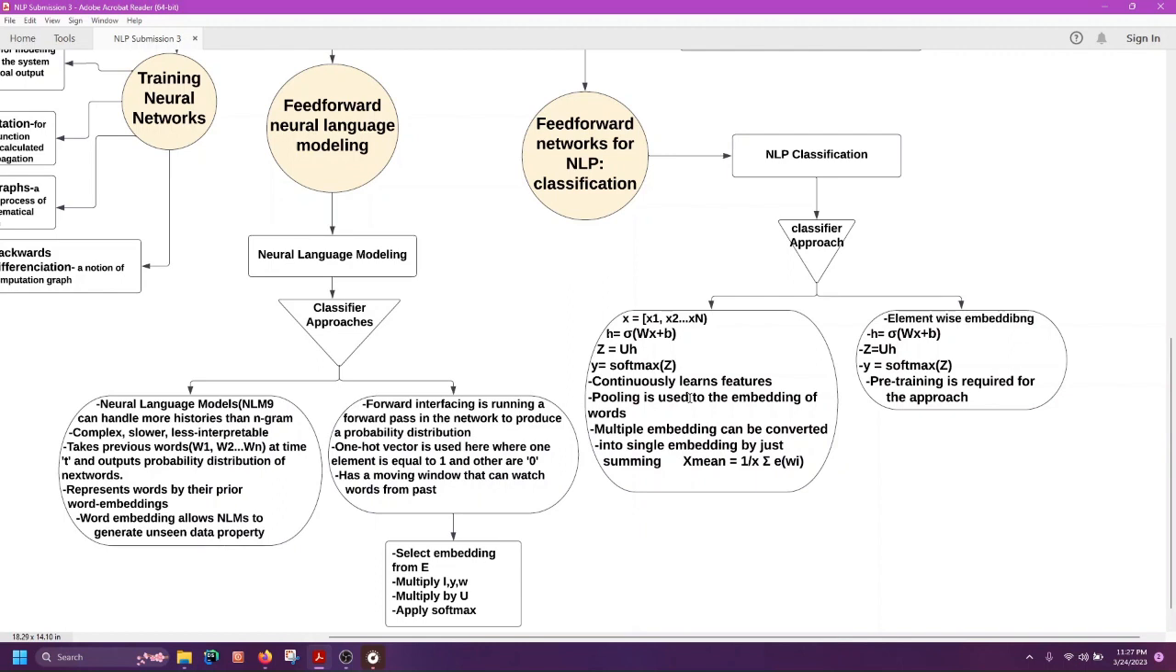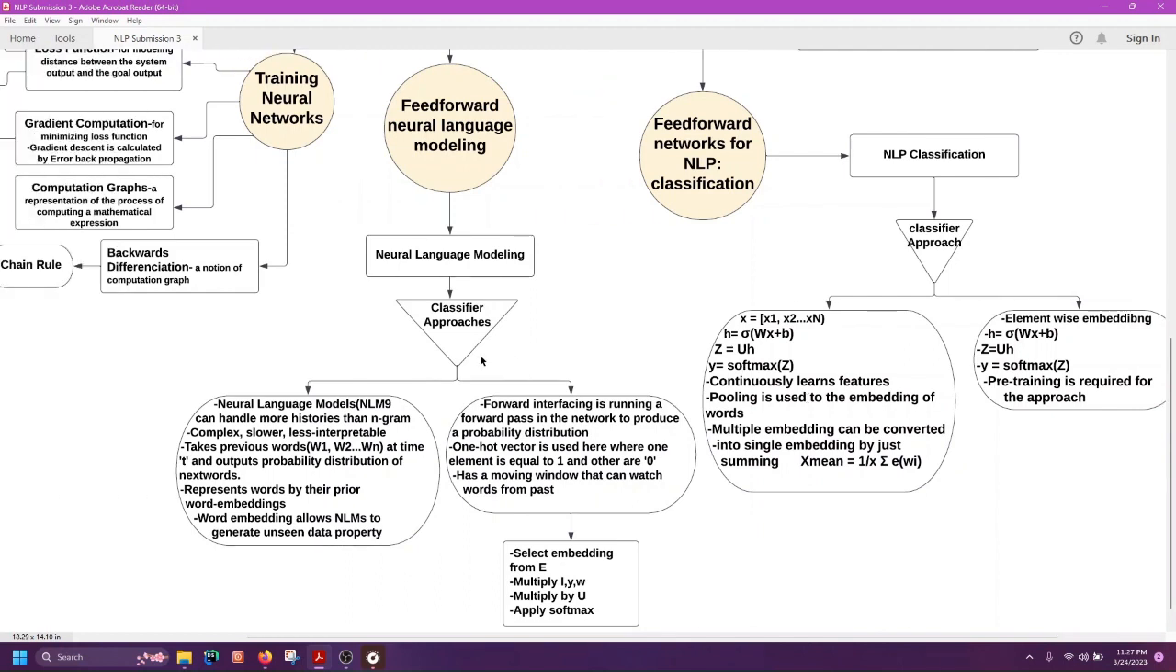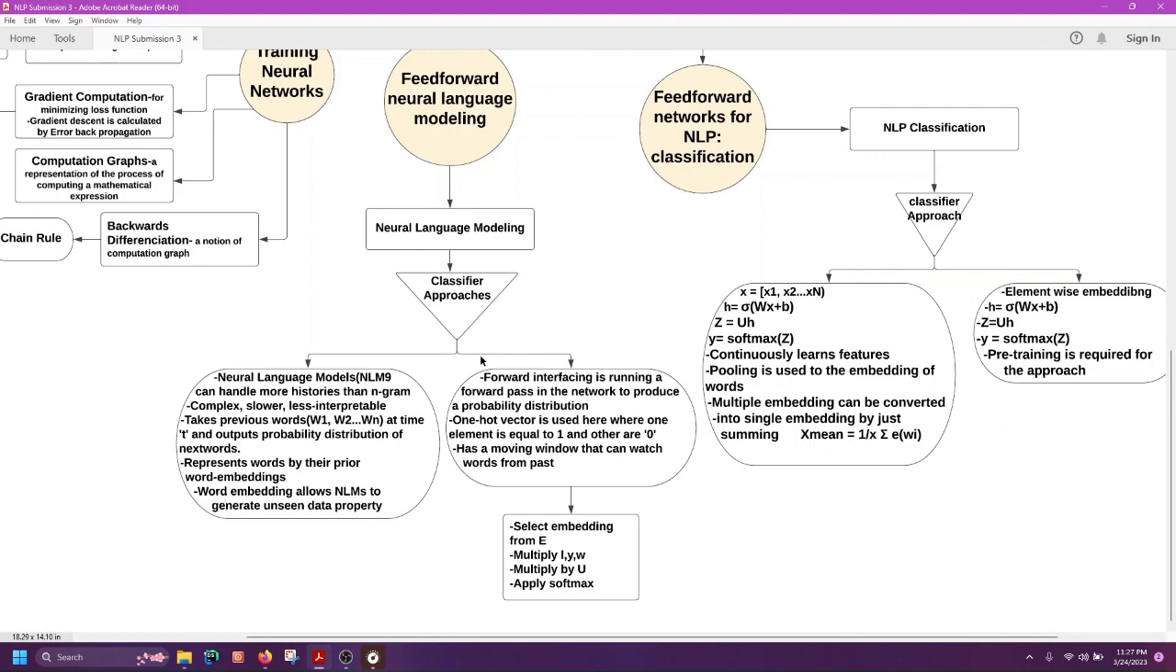Now we will look at the second application of feed-forward networks, which is neural language modeling. Neural language modeling can handle more histories than n-gram, and this is its advantage over n-gram models. But on the other hand, it is more complex, slower, and less interpretable than n-gram models.